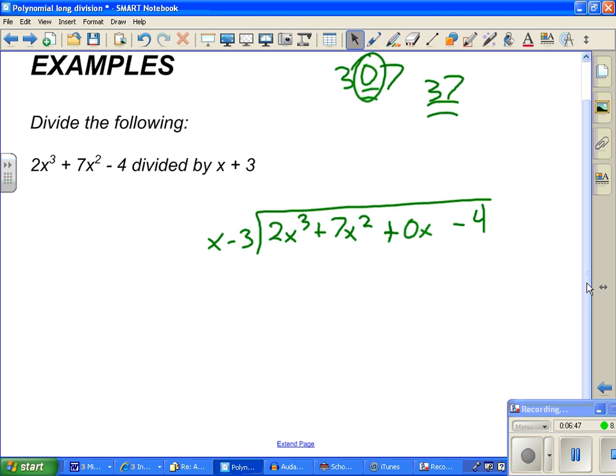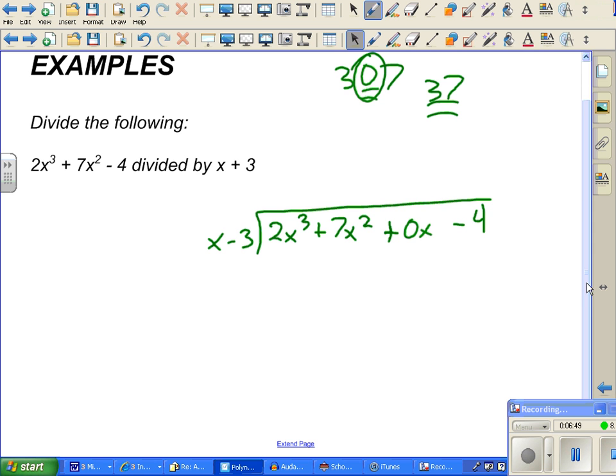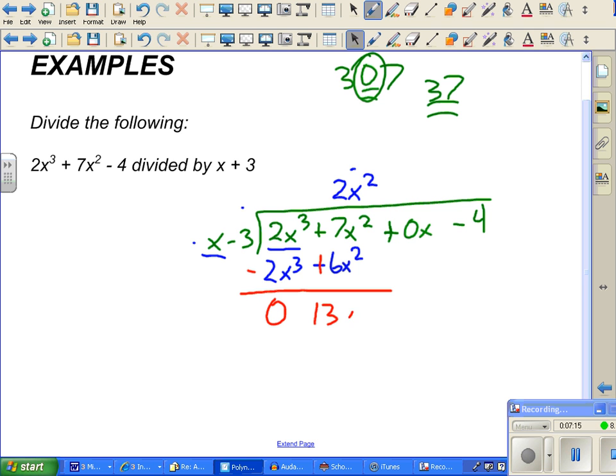Well, same procedure as the first problem. What do I need to multiply x by to get 2x cubed? Well, I need to multiply it by 2x squared. Now I distribute. 2x squared times x is 2x cubed, and 2x squared times negative 3 is negative 6x squared. Now we go through and we change our signs. We add things up. We got 0, and we've got 13x squared, and bring down your 0x.